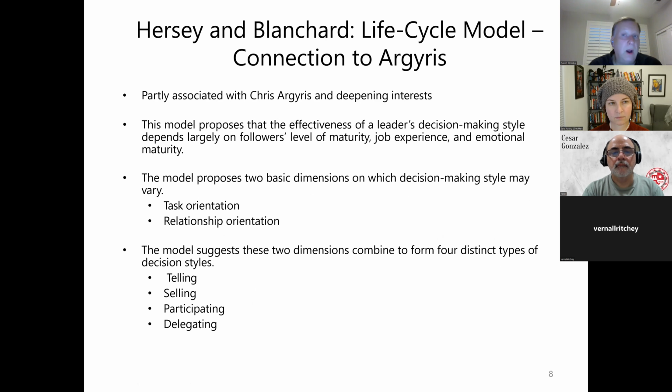We'd already mentioned Chris Argyris, and so another theory that we like to look at in the leadership literature is the life cycle model of Hersey and Blanchard. The life cycle model is very closely aligned with Chris Argyris and his personal growth theory. Chris Argyris tells us that people go through a process of maturation. As they go through their maturation process, they will develop deepening interests. They will develop a longer term type of time perspective.